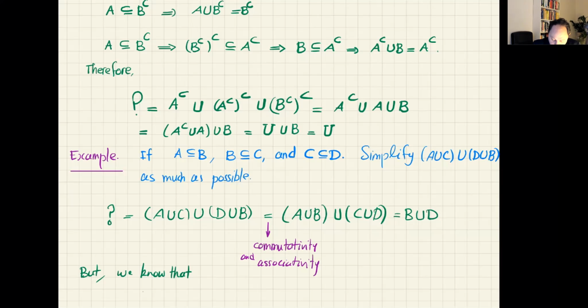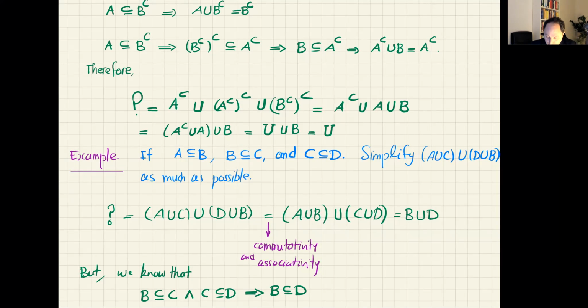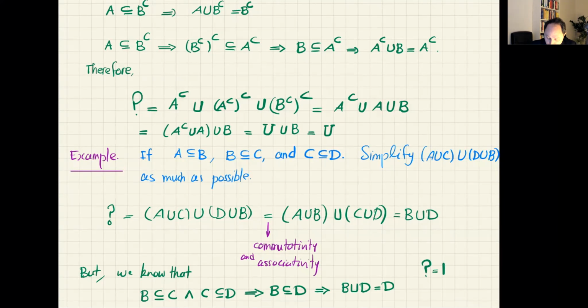you are telling me B is a subset of C and also that C is a subset of D, and since I know that the subset relation is transitive, I can conclude that B is also a subset of D. Now that B is a subset of D, instead of B union D, I can write the bigger set, which is D. So the final question mark is equal to the set D, and it is clear that I cannot simplify it more than that.